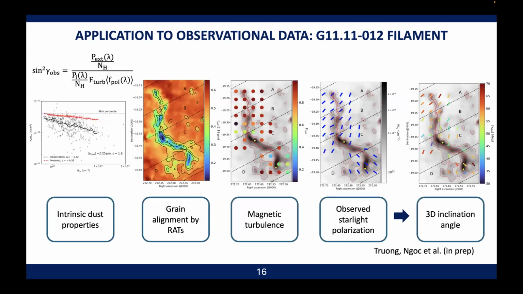Now from the information that we get from observational data, we get the intrinsic dust property and also the grain alignment that we can constrain from the RAT alignment theory, and also the magnetic turbulence that we can get from the dispersion of the polarization angle. Combining that with the observed starlight polarization efficiency, we can calculate the 3D inclination angle of the magnetic field.